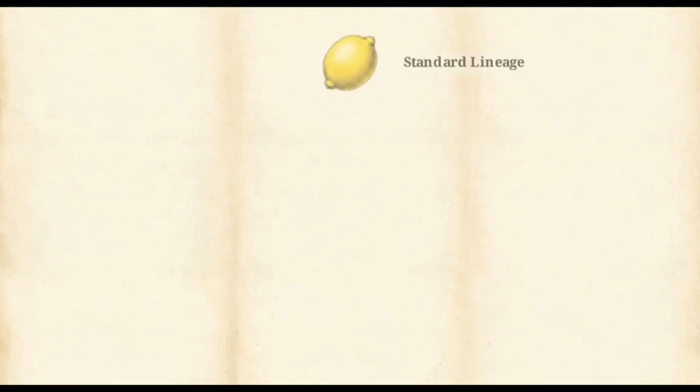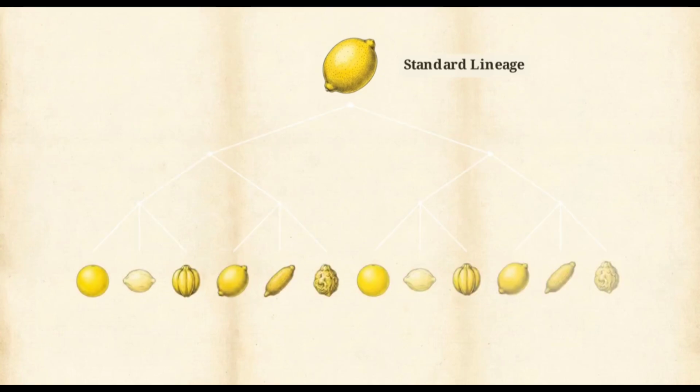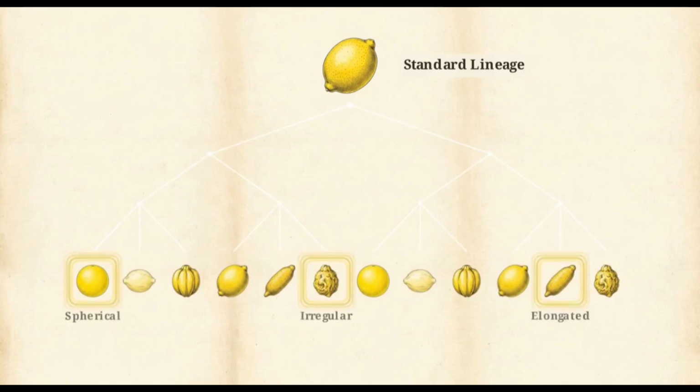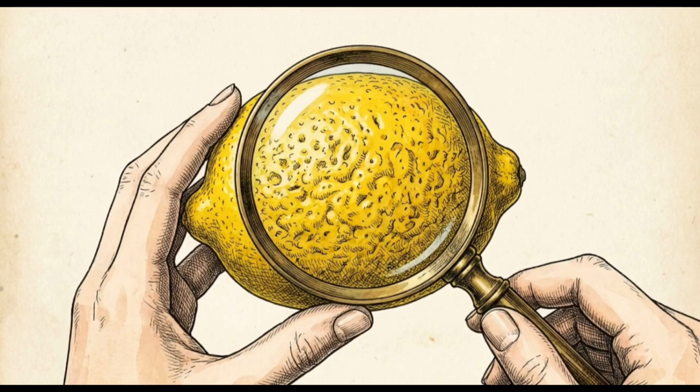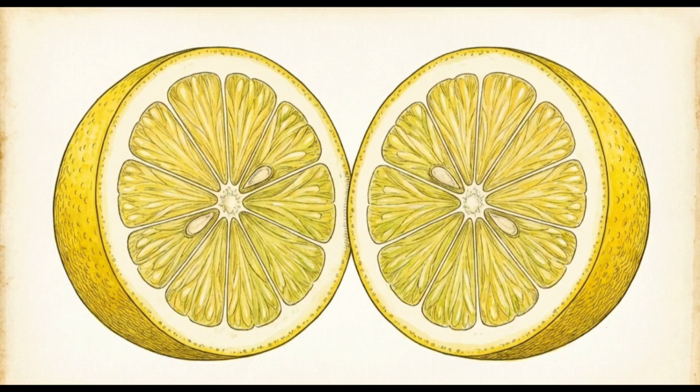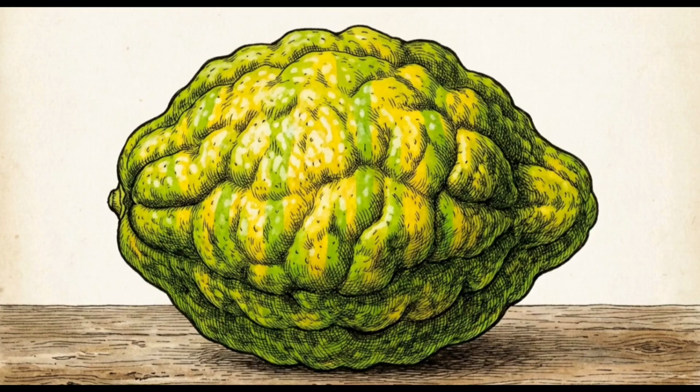However, botanical surveys reveal a much wider genetic lineage. When mapped across climates, the family tree branches into exactly 12 distinct global varieties. Defined by structural traits, these 12 have been stabilized through centuries of cultivation in specific geographic pockets.